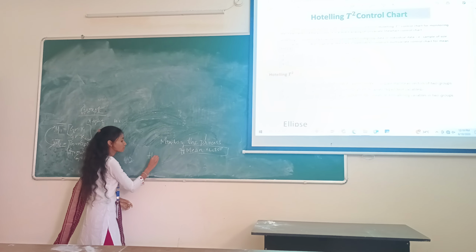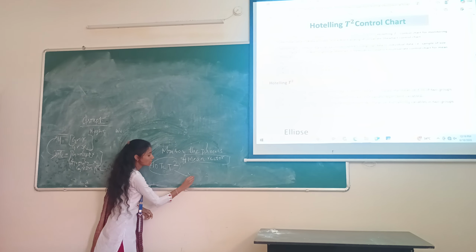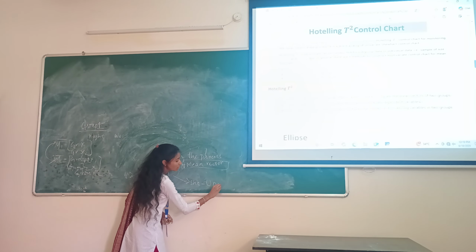And the Hotelling T-square plays the same role as the Shewhart control chart for univariate variables.